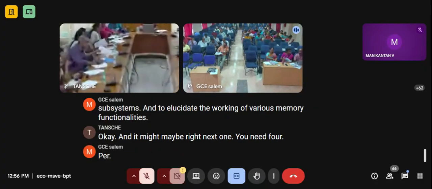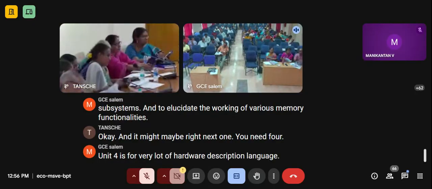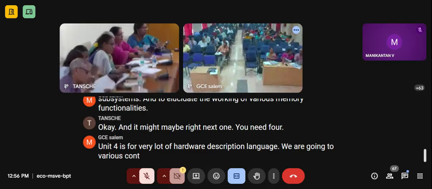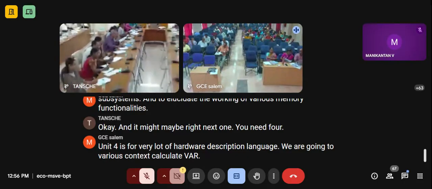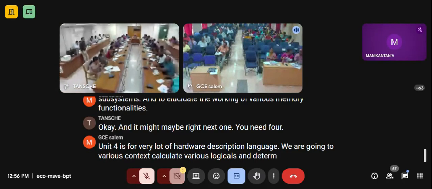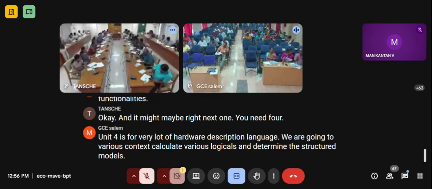Unit 4 is for Verilog hardware description language. We are going to apply various Verilog HDL constructs to calculate various logic outputs and determine the structured models while using digital building blocks. Very nice.